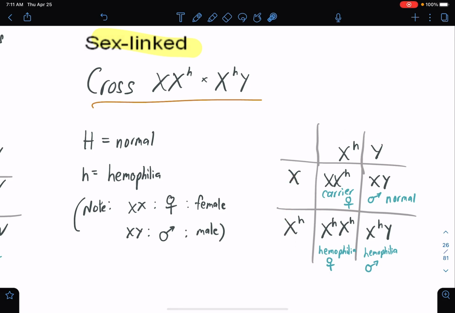So, okay, if you place these in the Punnett square, X, X, and then we have Xh, and then Y. So X Xh, again, this is a female carrier. XY, this is normal. Regardless, if you don't have the small h, then definitely it's gonna be normal. It means normal. And we have Xh Xh, and then XhY.